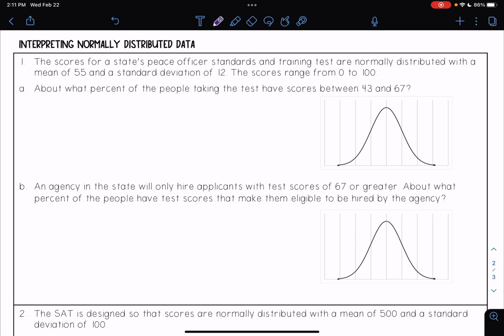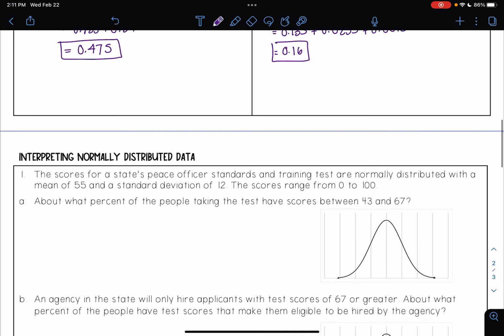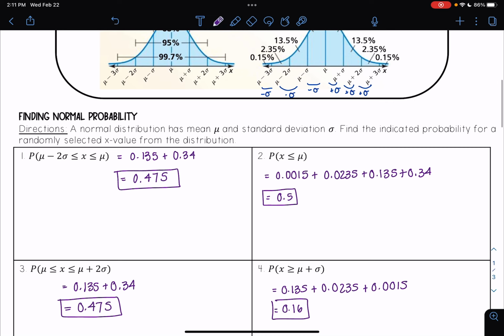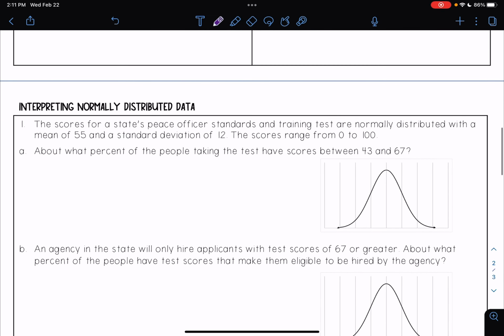So this is going to be just like what we did in the previous problems, but now I need to figure out what these numbers are down here. I know in the middle is my mean, my mu, and I see here that it tells me that my mean is 55. So that's going to be the middle. To get the numbers on the left and the right, I need to add or subtract my standard deviation. It says my standard deviation is 12. So to get the numbers on the left, I want to subtract 12 each time.